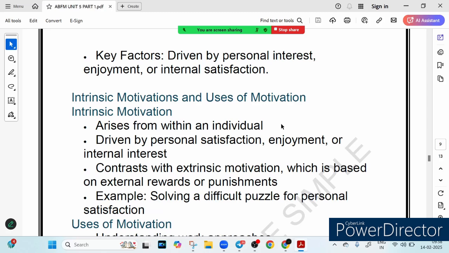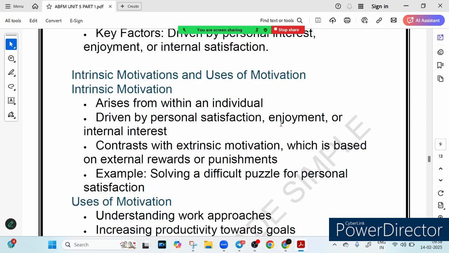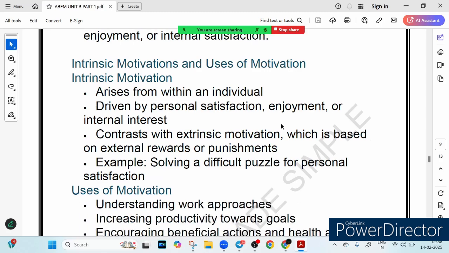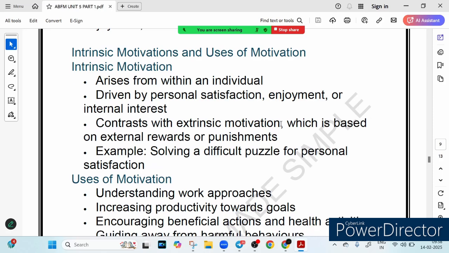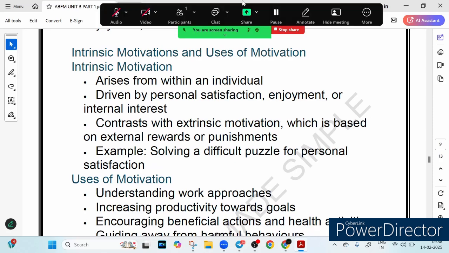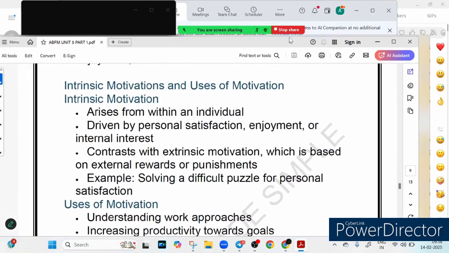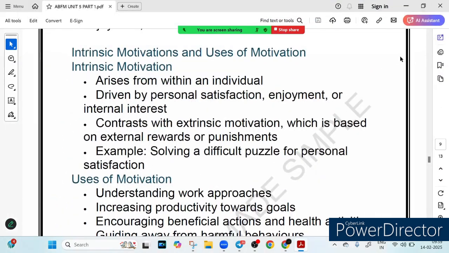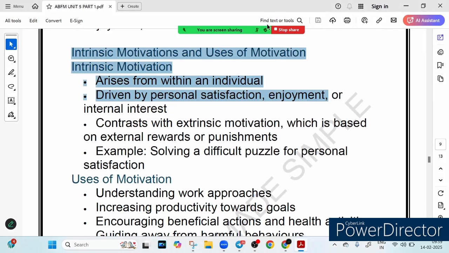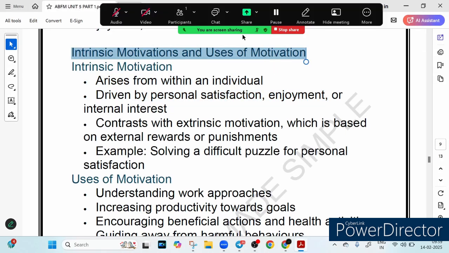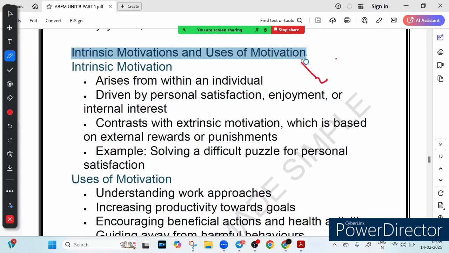Unlike extrinsic motivation, which is about reward like money, promotion, or recognition, intrinsic motivation is when you do something purely for personal satisfaction. For example, imagine solving a super tricky puzzle, right? You are solving a super tricky puzzle simply because you love the challenge. Why are you solving it? Because you love this challenge. That is why you are solving it. So this is called intrinsic motivation.